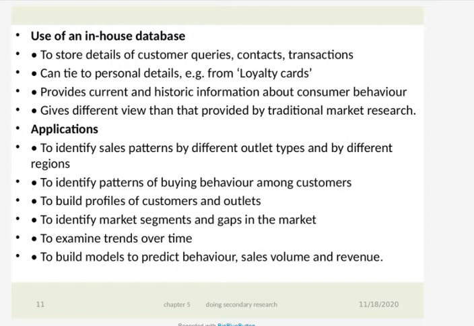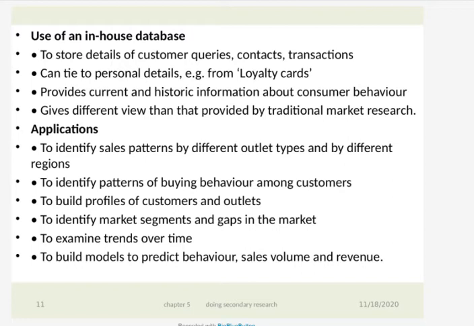So it's very important, retrieval of your data. These data are used for many applications. For example, to identify sales patterns by different outlet types, by different regions, to identify patterns of buying behavior.